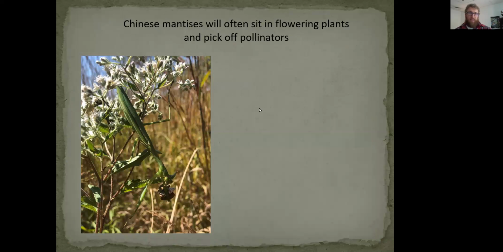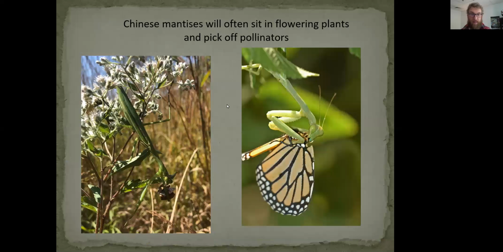Now, Chinese mantises, like I said, often pick off pollinators. I was doing a survey this summer of pollinators, and unfortunately, I saw a ton of this. So a big mantis, usually almost always females, will post up on flowering plants and just wait there for butterflies to come in.